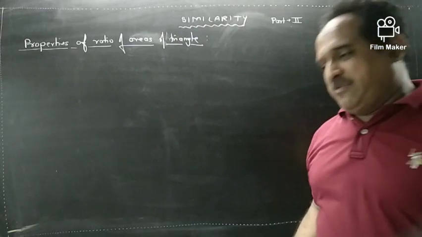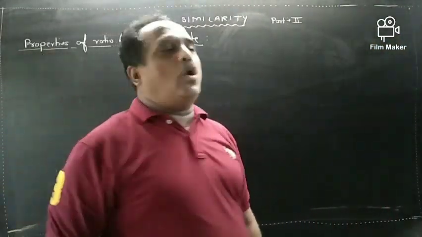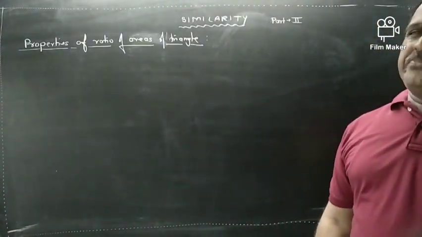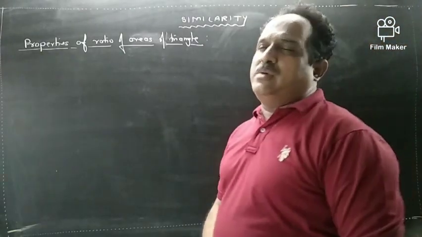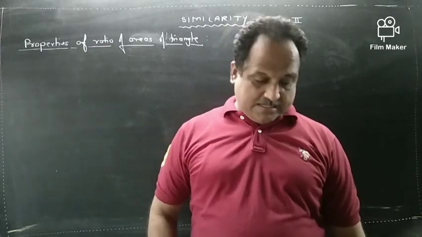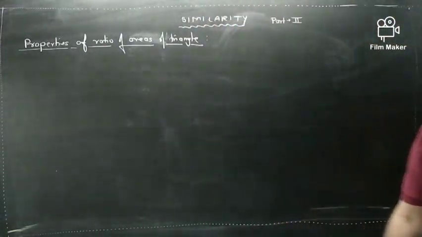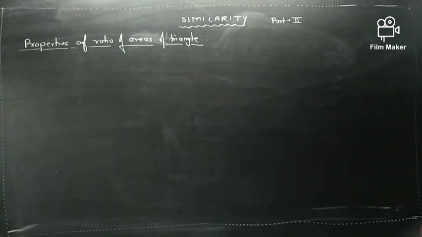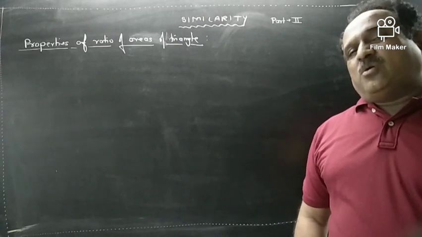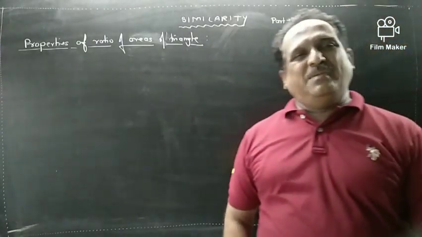The first property was the ratio of areas of two triangles is equal to the ratio of product of bases and their corresponding heights. Then we studied the second property, if the triangles have equal or common heights, the ratio of areas of two triangles is equal to the ratio of their corresponding bases, meaning A1 upon A2 is equal to B1 upon B2. Then we studied three possibilities of it.